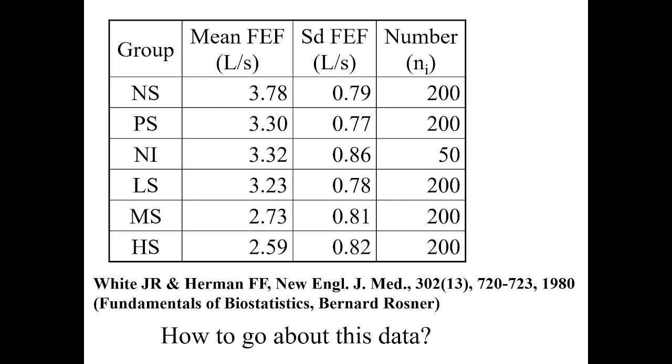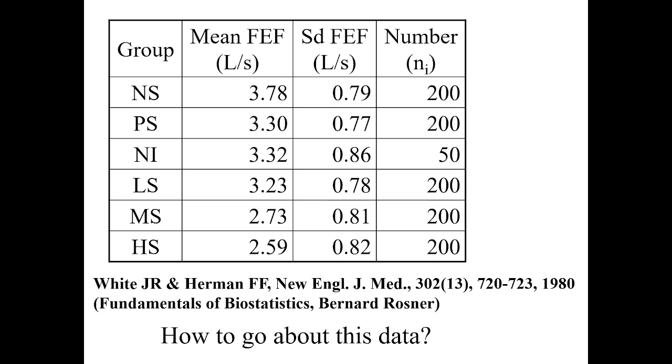So, the non-smokers, 200 persons were studied, and the mean FEF was 3.78 liters, and the standard deviation was 0.79. Passive smokers, 200 persons, 3.3 was the average, and 0.77 is the standard deviation, and like that you have the 6 groups, the last being heavy smokers. You have 200 people with an average FEF of 2.59 with a standard deviation of 0.82.